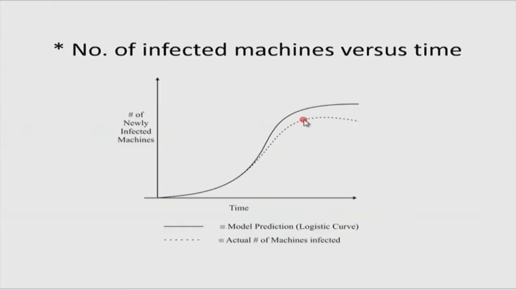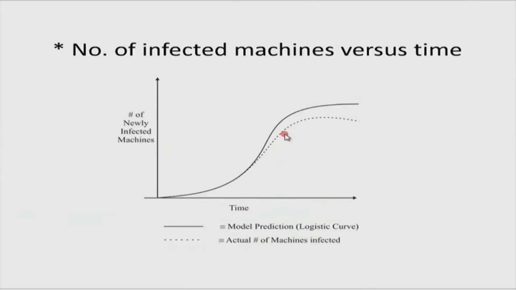So the number of machines infected is not quite as high as what is predicted by the model. The reason for that, you might guess, just take a few seconds to guess why the two things don't actually tally. As this infection is spreading, there is a lot of information being disseminated about the spread of this infection on IIS machines.